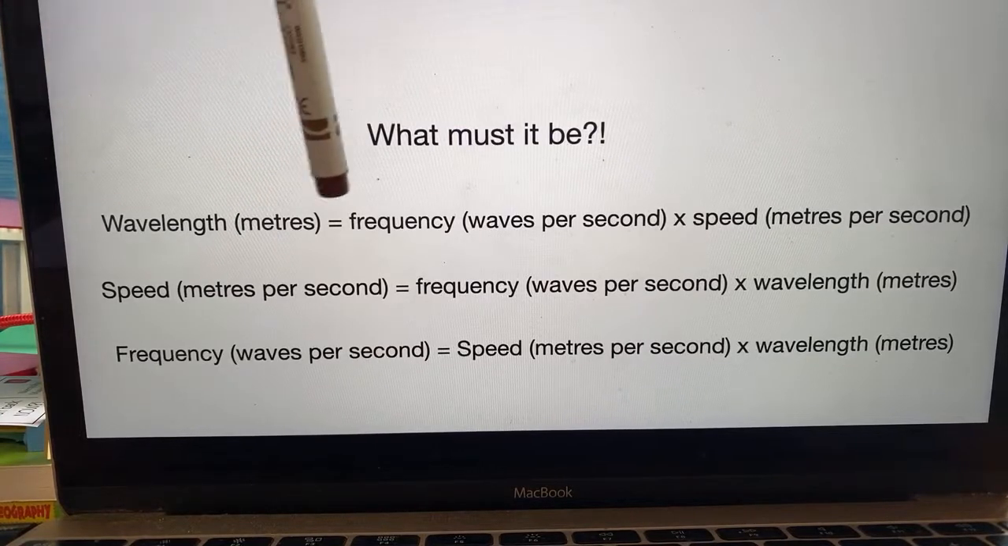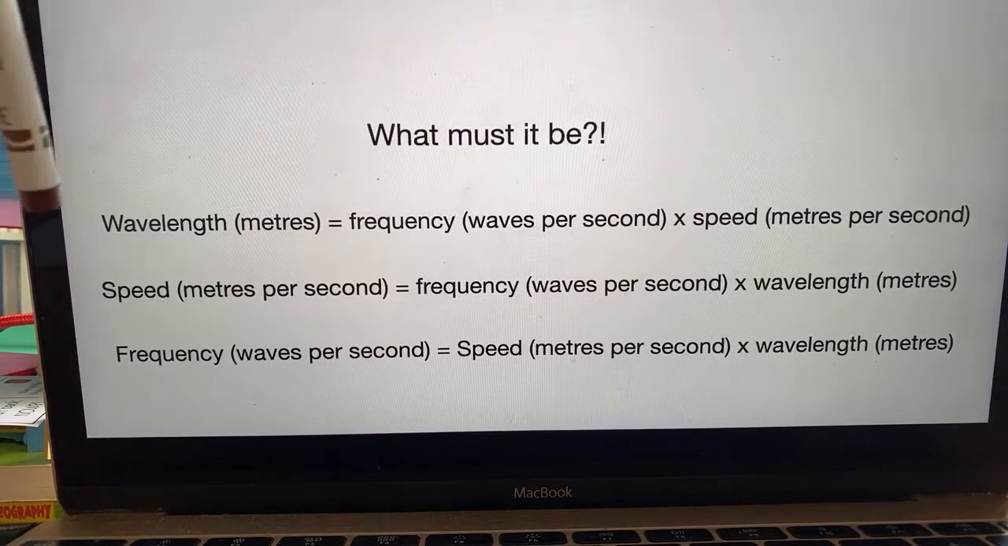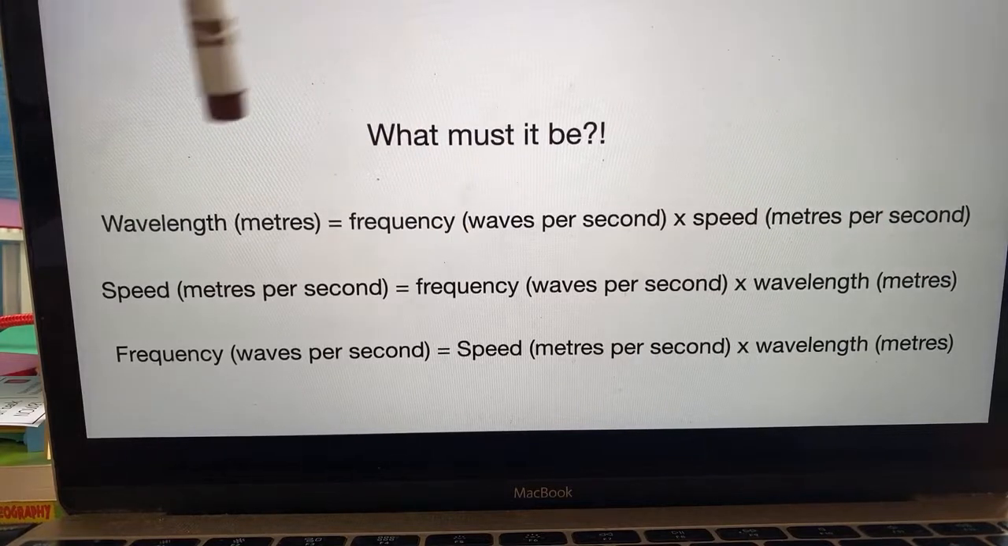Is it wavelength equals frequency times speed? Speed equals frequency times wavelength? Or frequency equals speed times wavelength? Which one of those must it be? The other two of them just don't make sense if you look at the units.